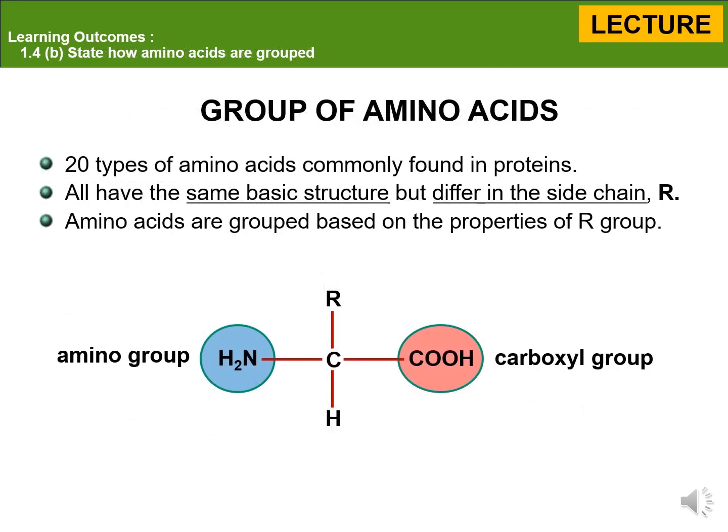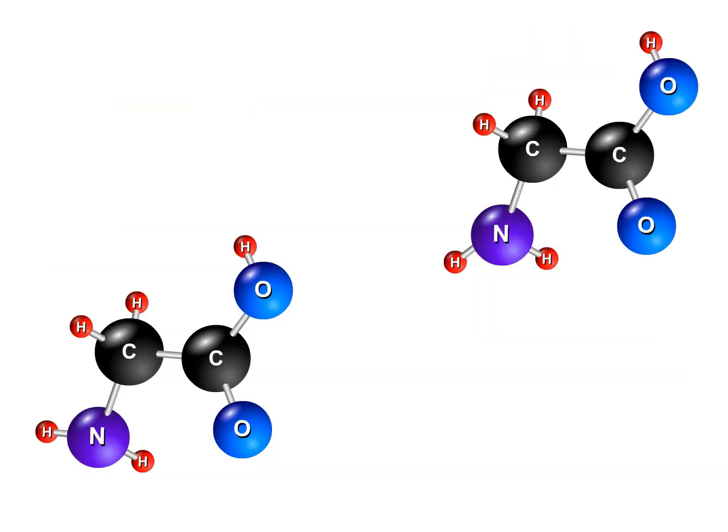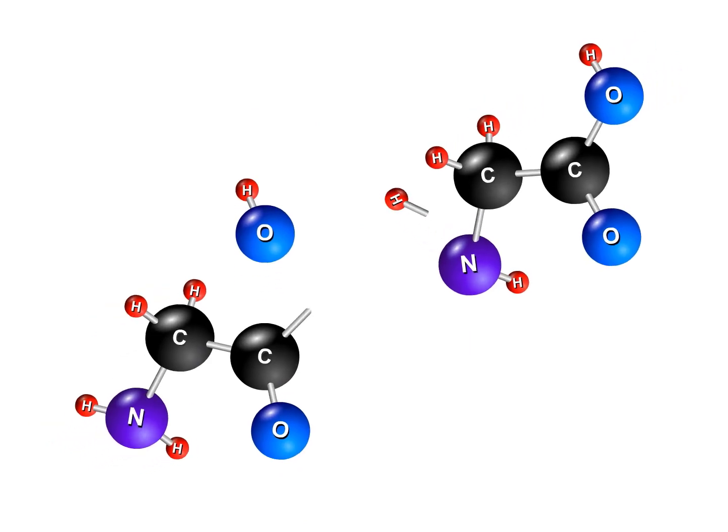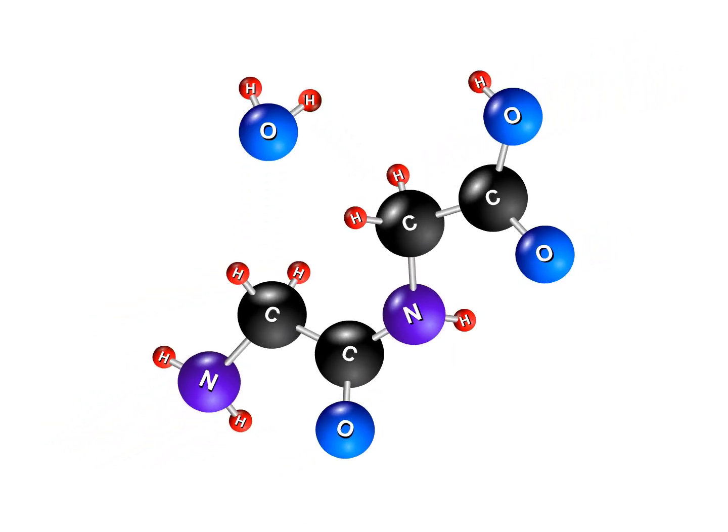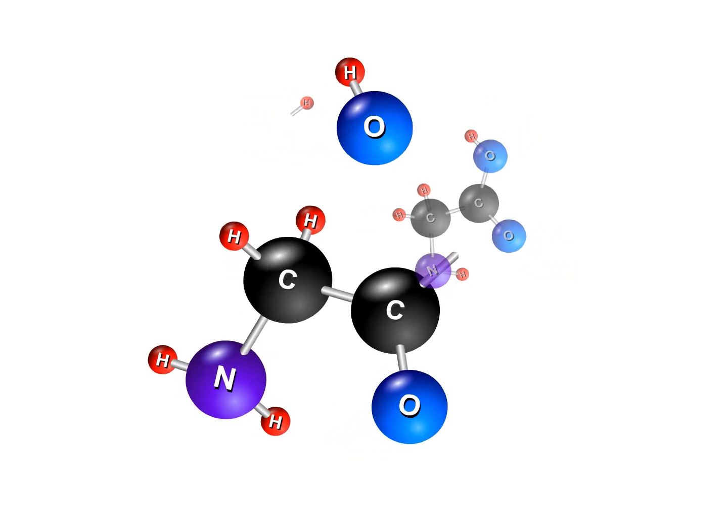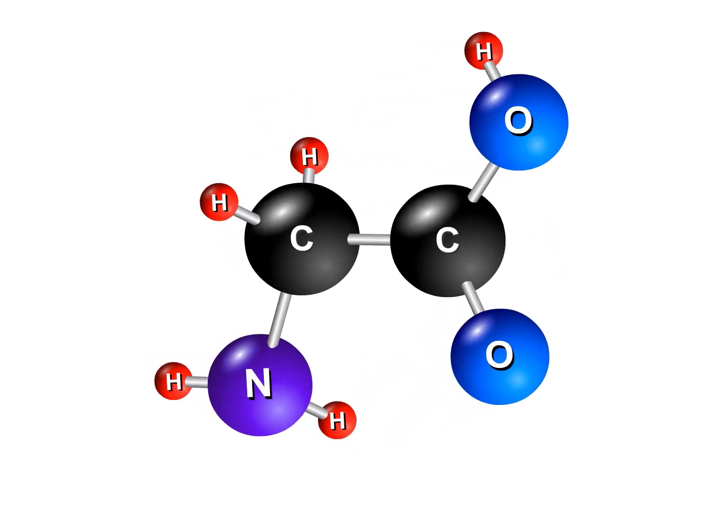How are amino acids grouped? There are 20 types of amino acids commonly found in proteins. All have the same basic structure but differ in the side chain R. Amino acids are grouped based on the properties of the R group. All proteins are generated from smaller units, known as amino acids. Their name originates from the most important chemical groups, always present in their structure.